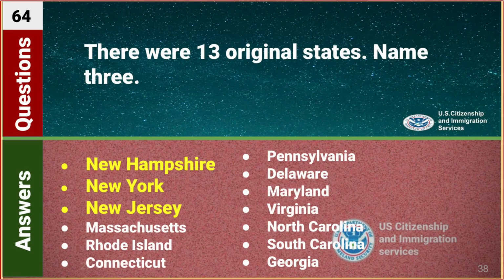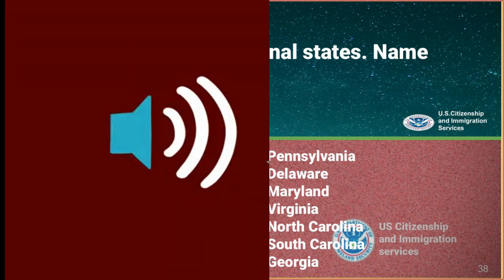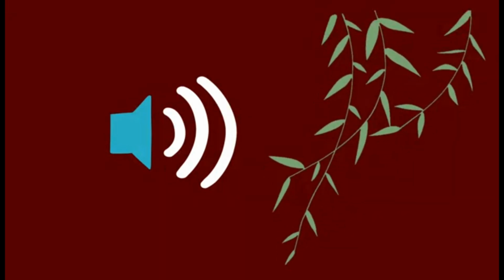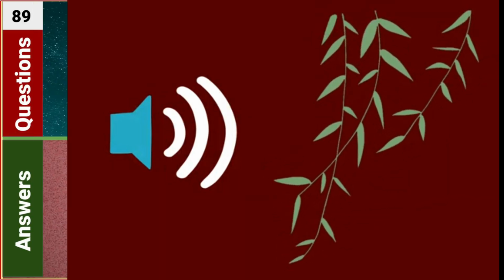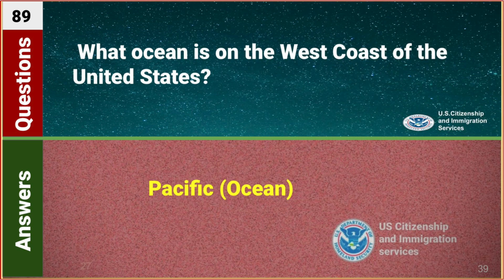There were 13 original states. Name 3. New Hampshire, New York, New Jersey. What ocean is on the west coast of the United States? Pacific.